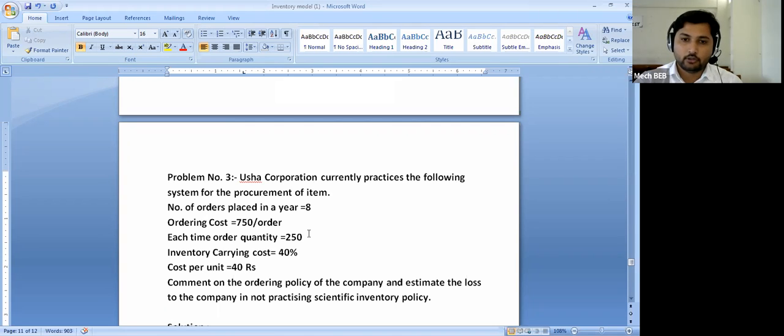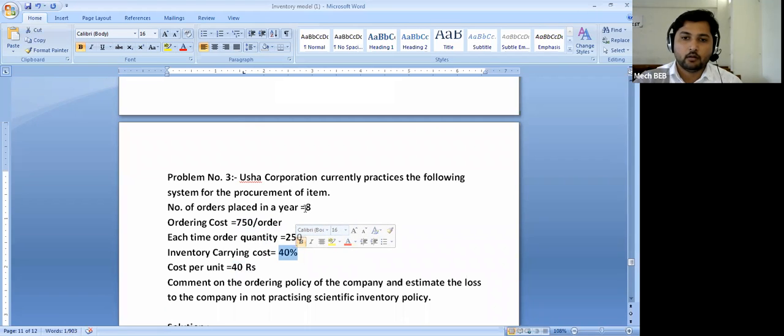Once you have the annual demand, the second thing you require is C naught, the ordering cost, which is with you. Then you require CH, that is the inventory carrying cost. It is provided in the form of a percentage: 40% of cost per unit, that is 40% of CP. So CH is provided in a tricky manner, and all other values you can determine.